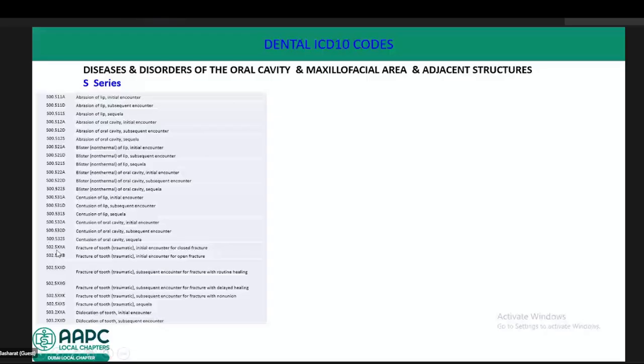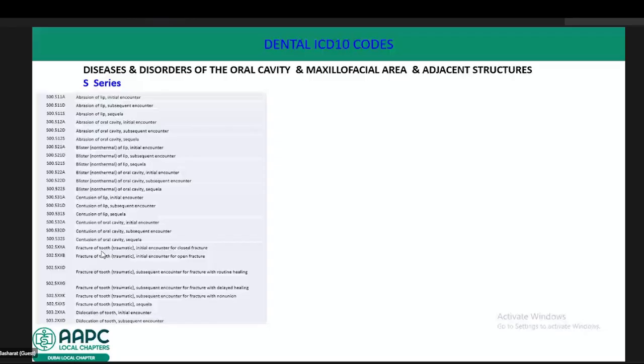So this code is basically S02, fracture of tooth, traumatic. In this sense, some coders think that only if there is trauma can they assign this code. It's not like that. Whenever a patient has a broken tooth, maybe eating hard food or opening a bottle or anything, and a tooth got broken, you can assign this code S02.5XXA.